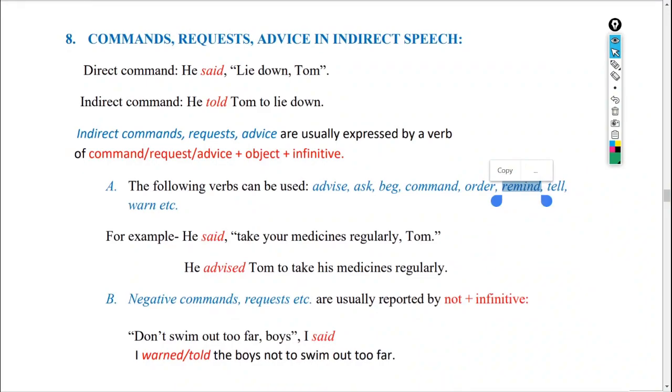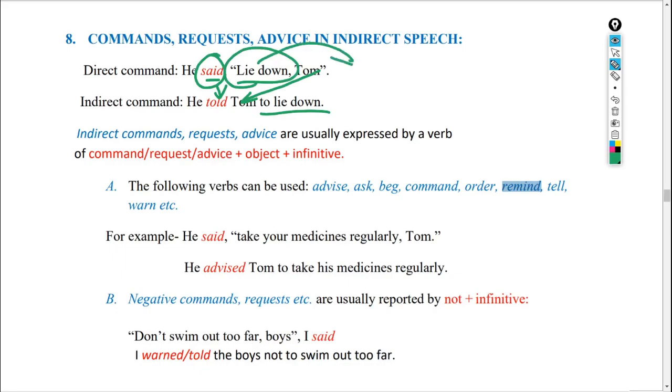When the imperative sentence implies a command, a request or advice, what is the change in the indirect speech? Let us continue. Direct command. The command here is, he said, "Lie down, Tom." He is the speaker, his verb is said, and the statement is to lie down. To whom is it told? Tom. Therefore, you transform said to told: He told Tom to lie down.